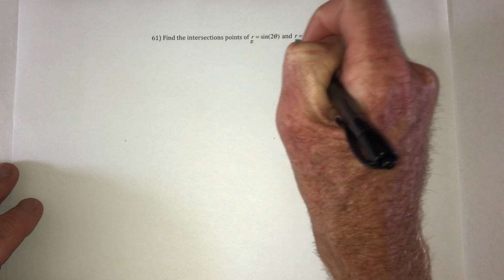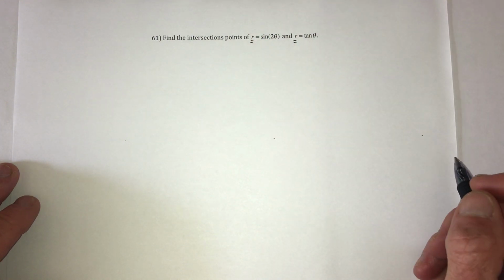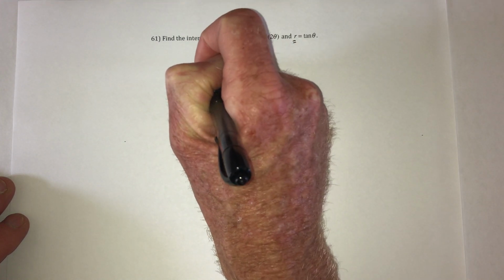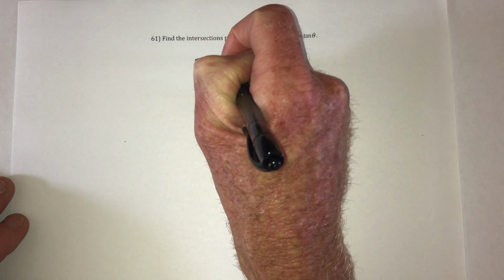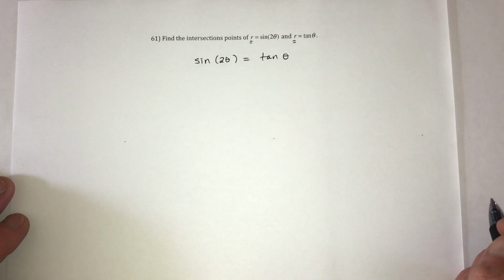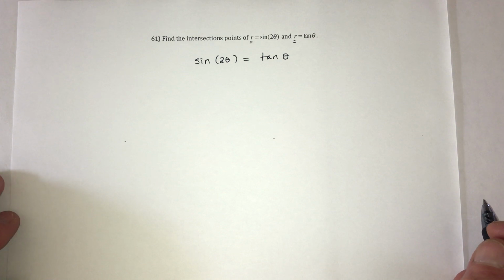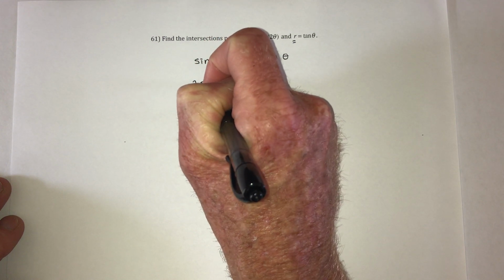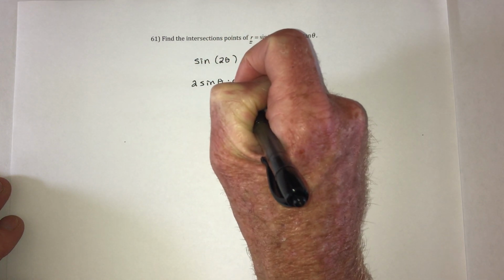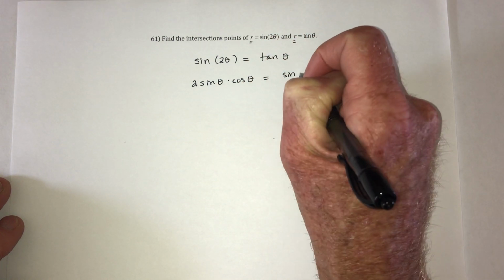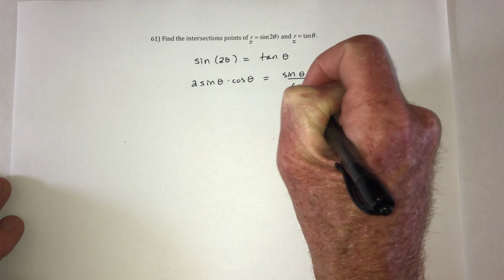So this one is set equal to r, and this one is set equal to r. So that means that we set them equal to each other. So when does sine of 2 theta equal tangent of theta? The next thing to do is use trig identities. So for sine of 2 theta, that's 2 sine of theta times cosine of theta. And for tangent, we could use sine divided by cosine.